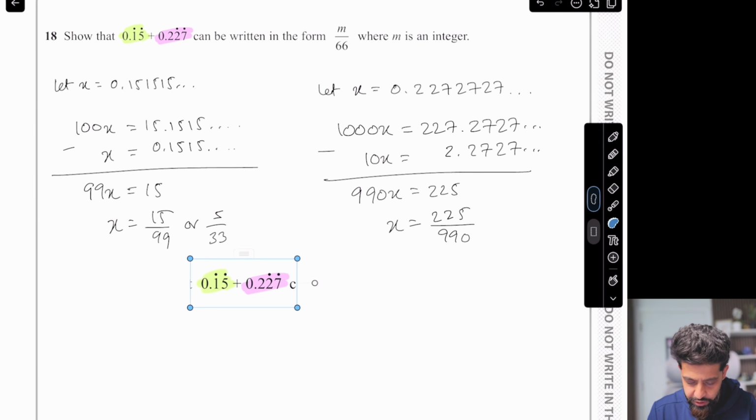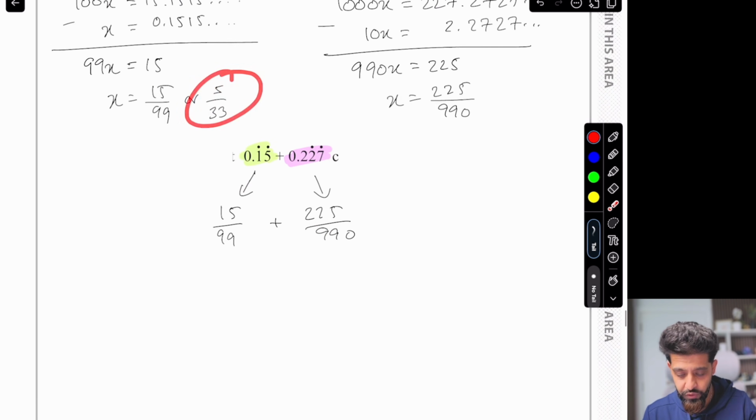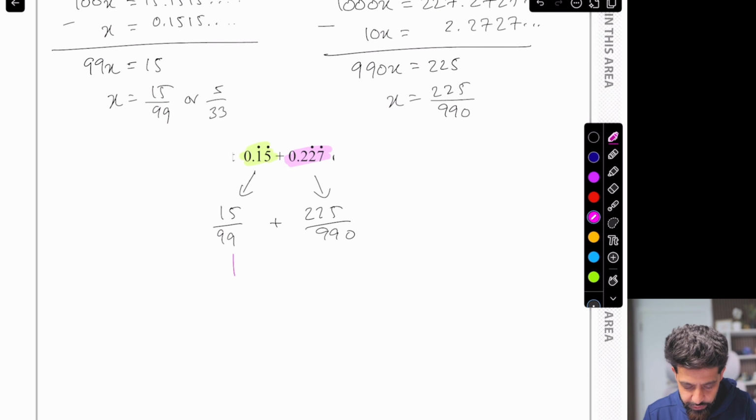All right, so we've got this situation here where we add them. Well, we know that this, we're going to use the 15 over 99 version, is going to be added to the 225 over 990 version. So the simplified form might not be useful here right now. If we take this and times it by 10, we get the top to be 150, and 99 times by 10 is 990. So can you see the denominators are now the same?